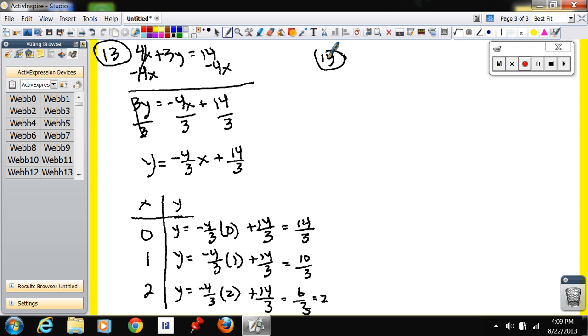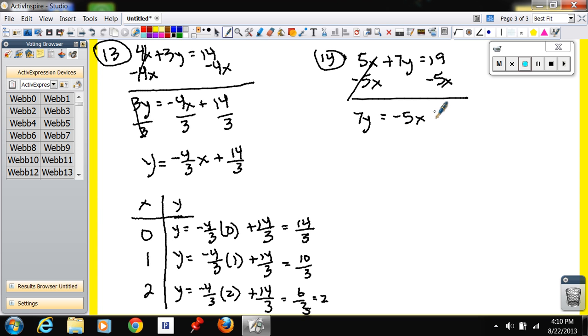5x plus 7y equals 19. This one's a nice, fun fraction one again. We should be able to find a pattern, so let's go ahead and subtract our 5x. So you're going to get 7y equals negative 5x plus 19, divided by 7. So y equals negative 5/7 x plus 19/7.